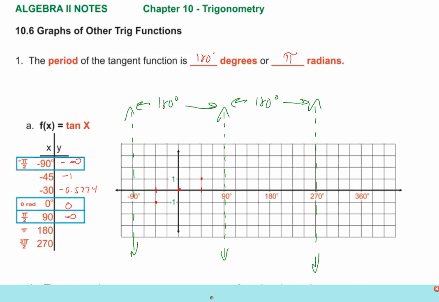Our graph's going to look a little bit stretched out, because it depends on how you make your scale. I can make my scale really wide, or really narrow. This thing starts off at negative infinity and comes up through these points. This should look a little bit more curve-esque, and goes up toward positive infinity.